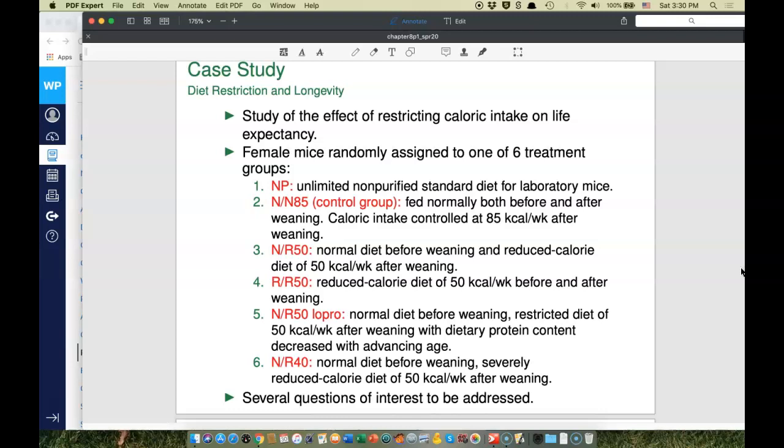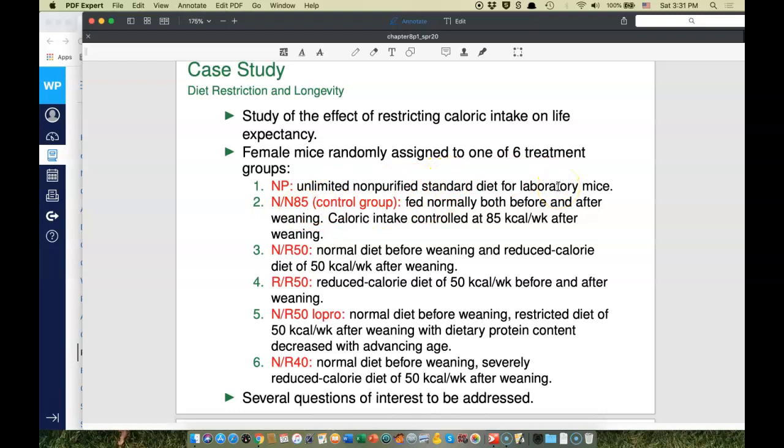All right, this was a study on the effect of restricting caloric intake on life expectancy, and it was carried out in female mice. They were randomly assigned to one of 6 treatment groups. And these are identified by letters and numbers. So NP refers to the unlimited, non-purified standard diet for laboratory mice. I guess that would be sort of the unlimited buffet, not necessarily to be desired.